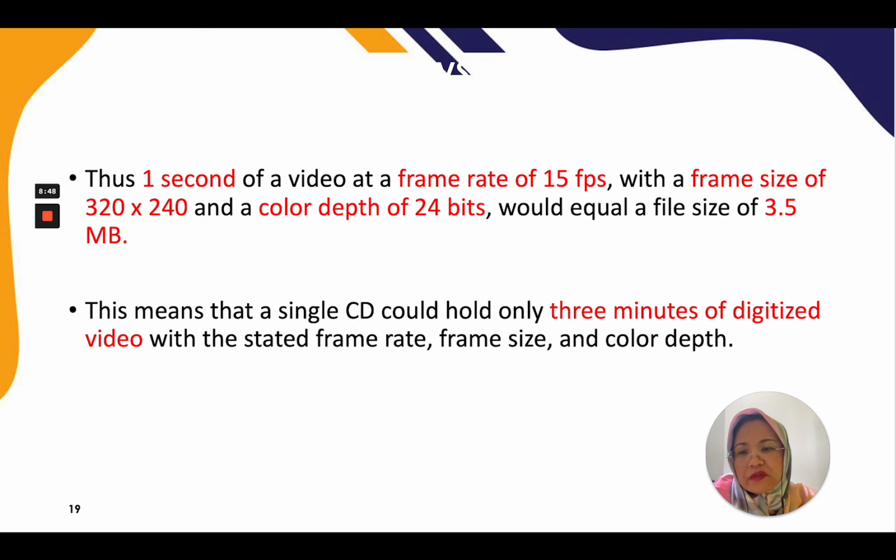Okay. So let's just remember this: 1 second of a video at a frame rate of 15 frames per second. Okay, let's say we have this example here, with a frame size of 320 times 240, and you are given color depth at 24 bits. This will equal a file size of 3.5 MB, megabyte. So let's say you have a 1 gig pen drive, so you can assume that it will fit into your 1 gig pen drive. Yeah. So this is an example of how to calculate.